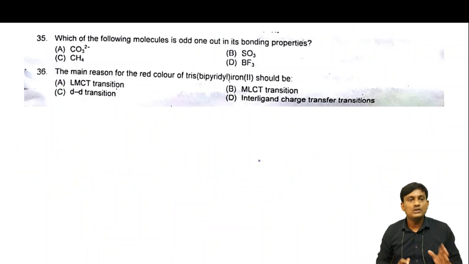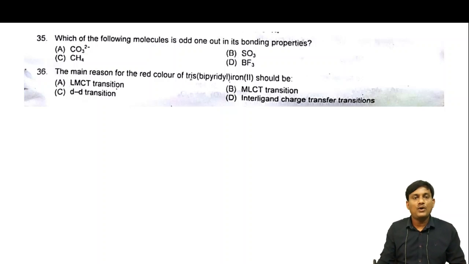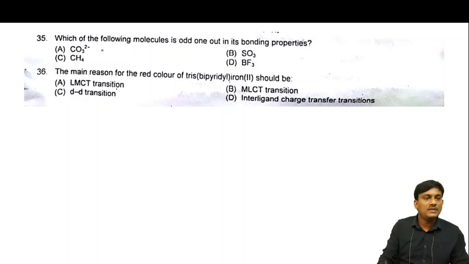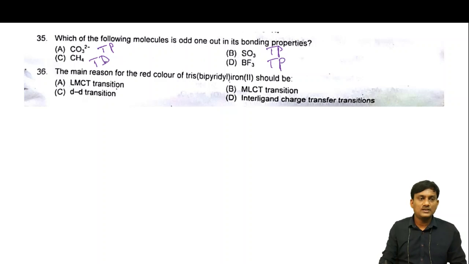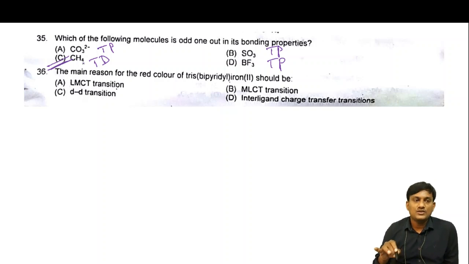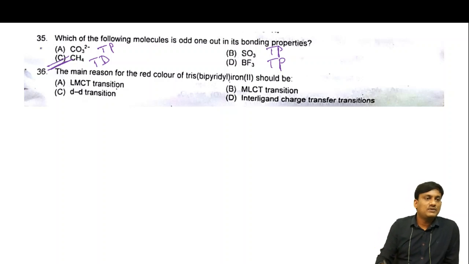Which of the following molecules is the odd one in bonding properties? CO3 2 minus, it's trigonal planar, we know. SO3 is also trigonal planar. CH4 is tetrahedral. And BF3 is trigonal planar. Very simple molecules are given. So if you take bonding properties, which one is different? CH4 is different. CH4 has a tetrahedral geometry. So which one is the correct option? C is the correct option.